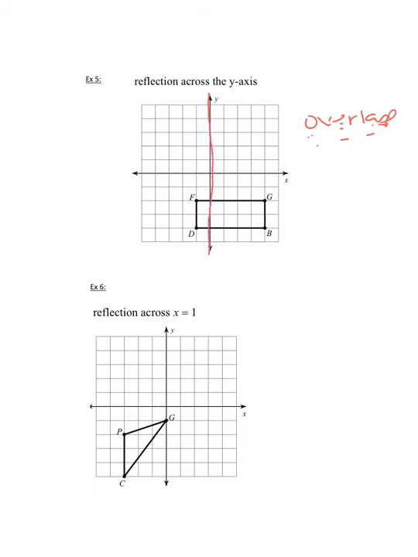So F is going to move to the other side 1 unit away from the x-axis. It's going to go here. G is 1, 2, 3, 4 away from the y-axis. So you go 4 to the other side. 1, 2, 3, 4. There's G prime. D is on the left side, so it's going to flip to the right side, D prime. And B is on the right side, it's going to flip to the left side here, 4 units away, B prime.